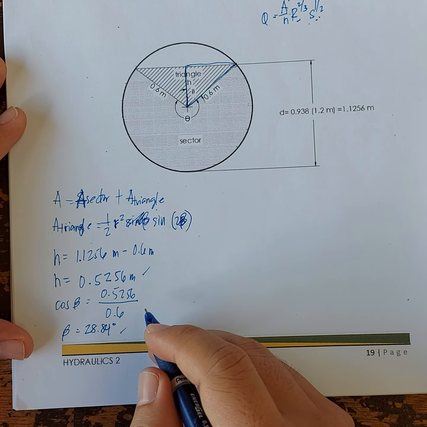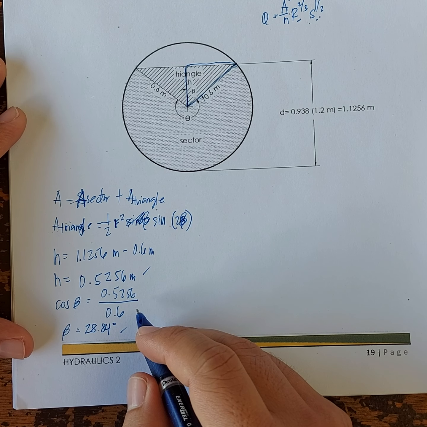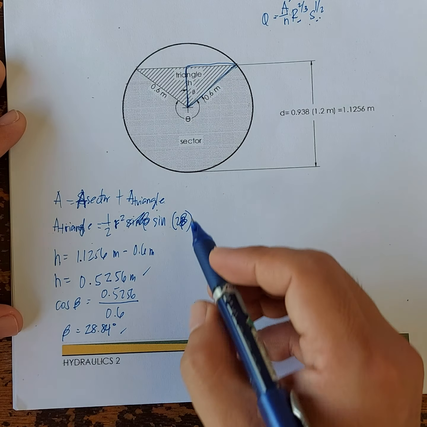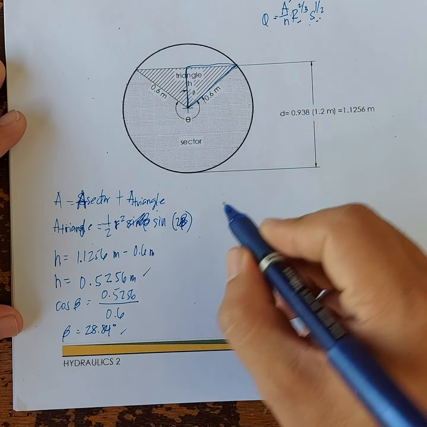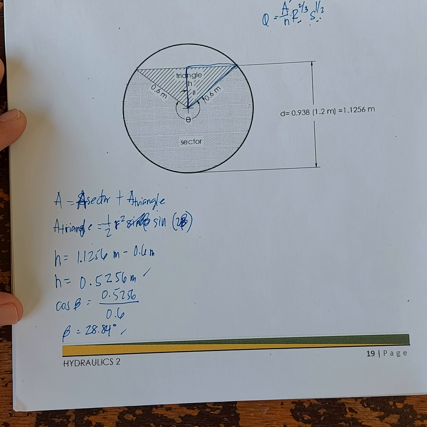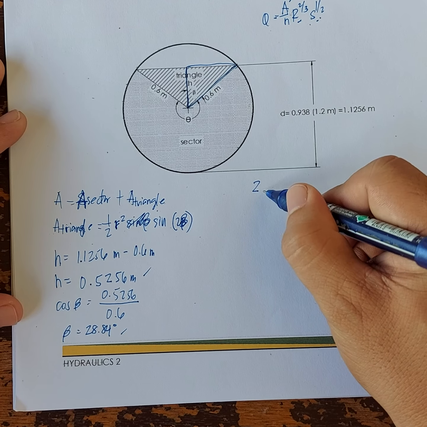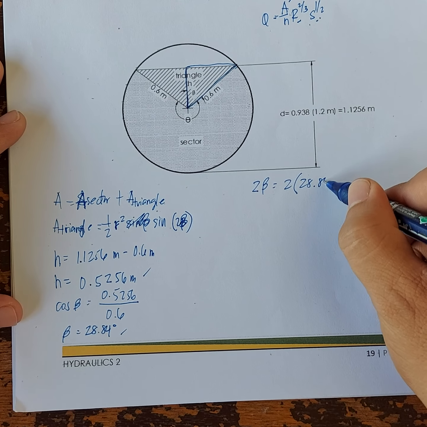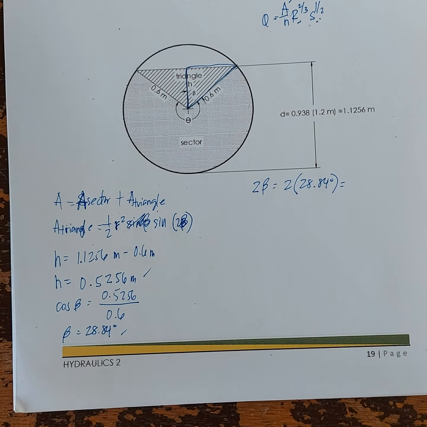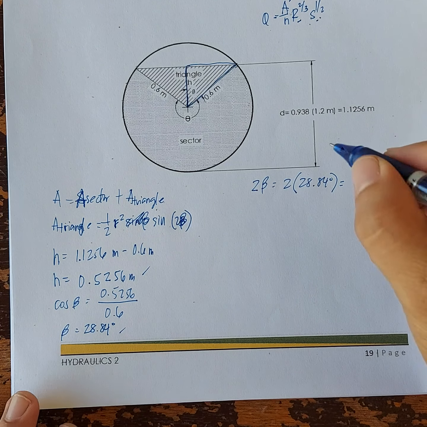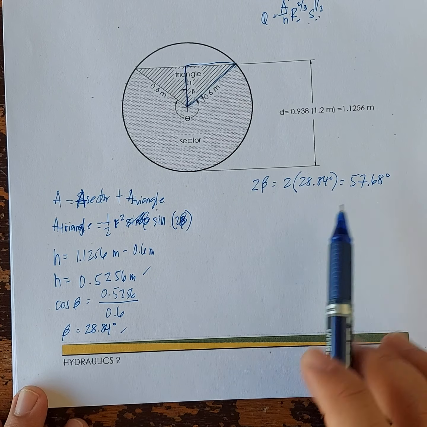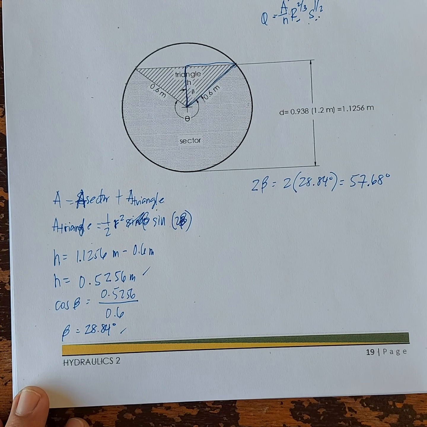Okay, it's the angle beta. Next, what is twice of beta here? What is twice of beta? Para ma-solve na natin yung area ng triangle. So twice of beta, that's just 2 times 28.84 degrees. That's equivalent to 57.68 degrees. That's twice of beta, which will be used later on to solve for the area of a triangle.